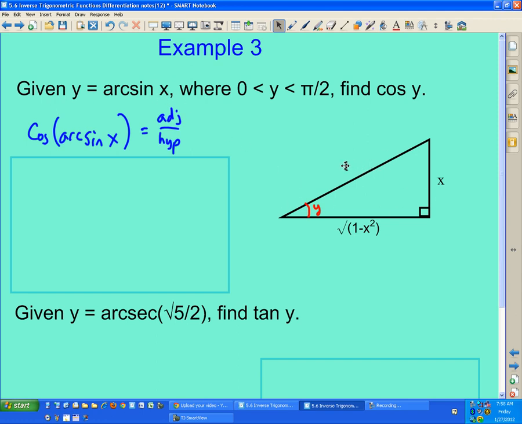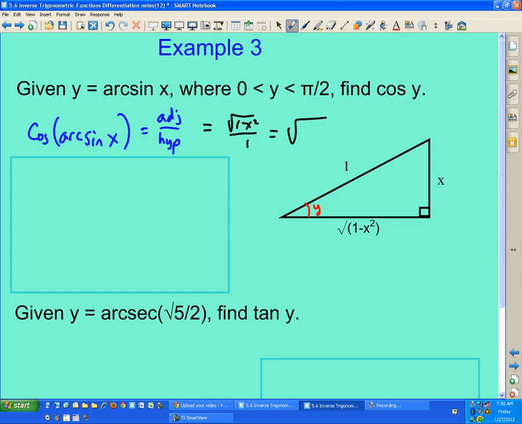And in order to get this side I used the Pythagorean theorem, so x squared plus our unknown squared will equal 1 squared, and then I solved and got this side. So really my answer for this problem is going to be my adjacent to y over my hypotenuse, which means I get the square root of 1 minus x squared over 1, or the square root of 1 minus x squared.